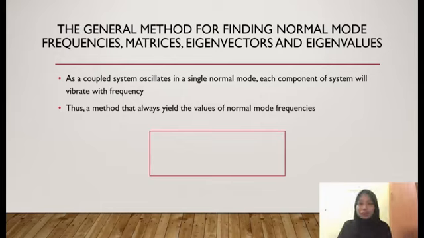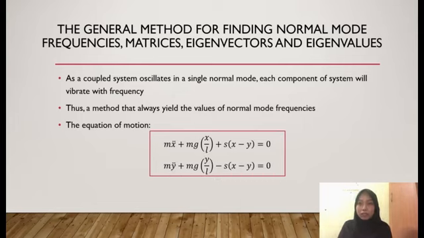So, as our coupled system in our case oscillates in only one of its normal modes of frequency, then the equation of motion would be m x double dot plus mg (x over L) plus s(x minus y) equals 0. And another one, m y double dot plus mg (y over L) minus s(x minus y) equals 0. So let us consider these two equations as formula 1.